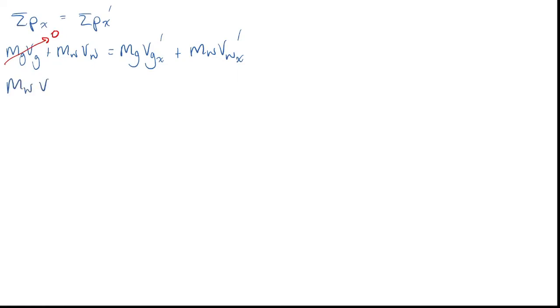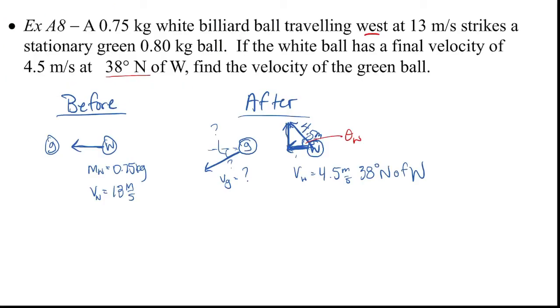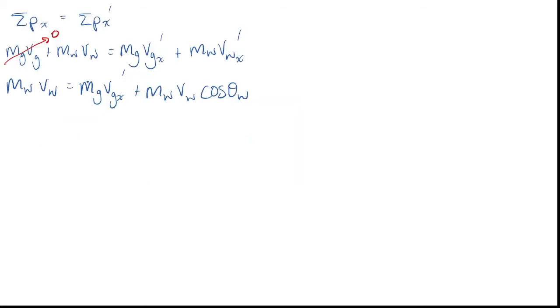Okay, so this simplifies to the momentum of the white ball before, which is all in the x direction, equals the momentum of the green ball in the x direction, which is what we're trying to find, plus the momentum of the white ball in the x direction, which is, of course, the mass times the velocity of the white ball times cosine of the angle that the white ball is going off at. And that's how we can get it in the x direction, because if we look at our right angle triangle, that x direction is the adjacent side. Otherwise I think we have all the things we need except for the speed of the green ball in the x direction. So let's solve for that.